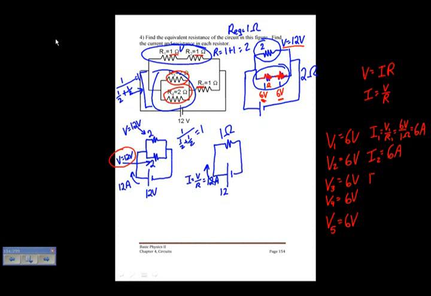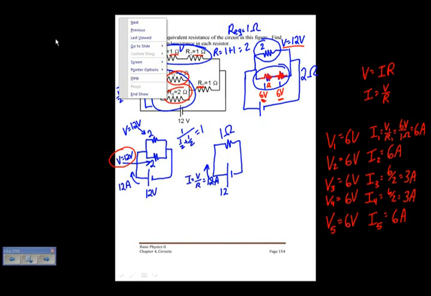I3 is V3 over R3. That's going to be 6 over 2, just 3 amps. I4 is 6 over 2, it's 3 amps. And then I5 is 6 over 1, or 6 amps. So those are the answers.